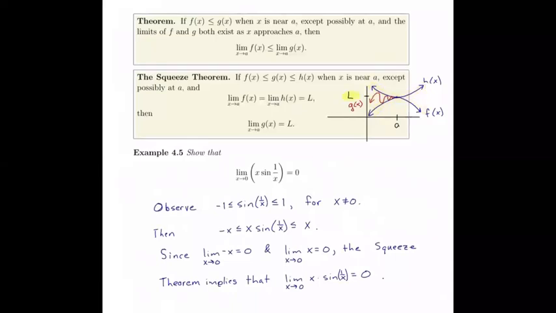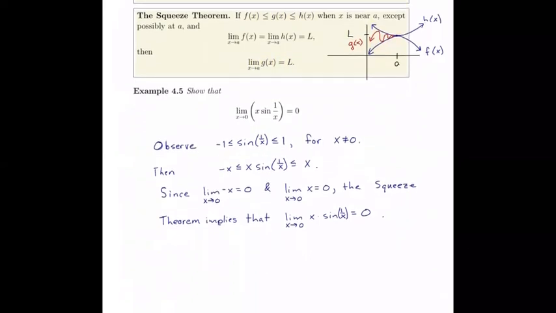So we see that as x approaches a, g of x, if it's going to obey these inequalities that are part of the conditions of the theorem, well, then it's forced to have the same limit as f and h. This theorem gets used surprisingly often in the class, so we really want to have a decent idea of how it works.